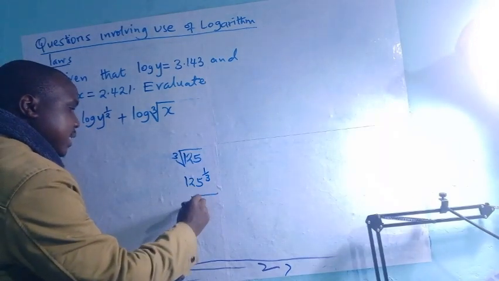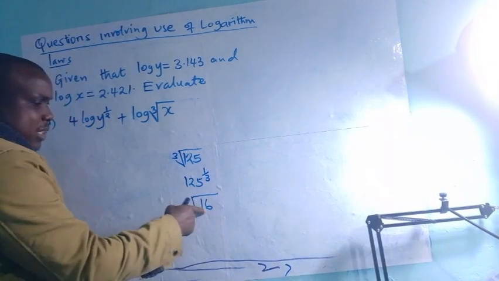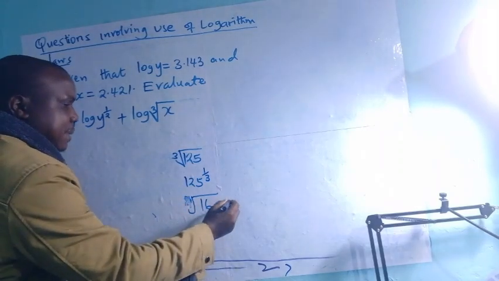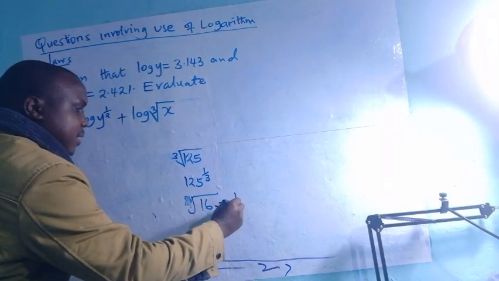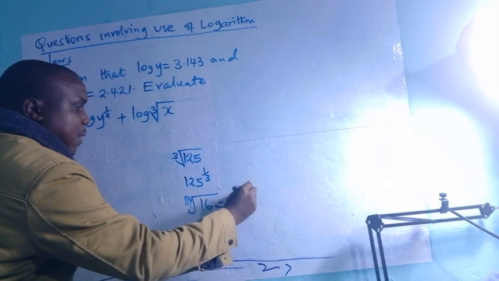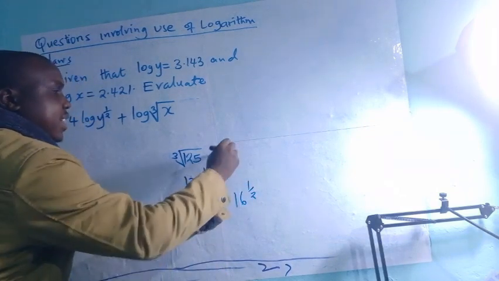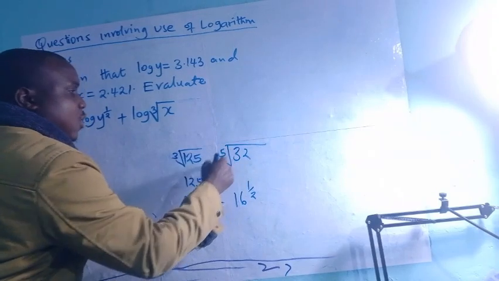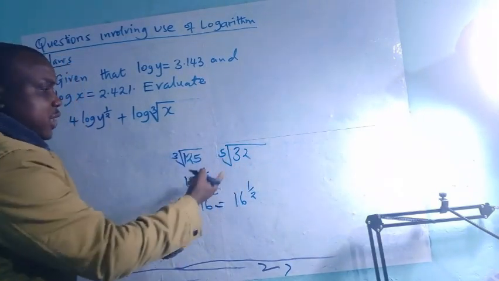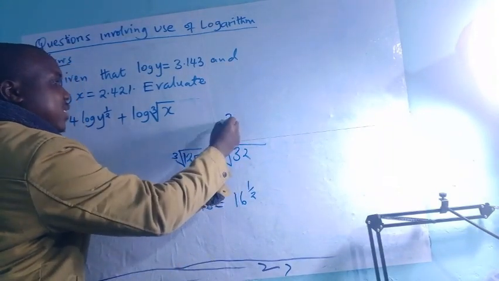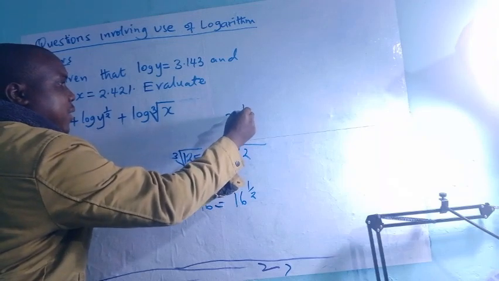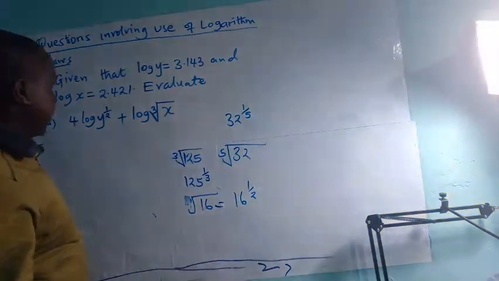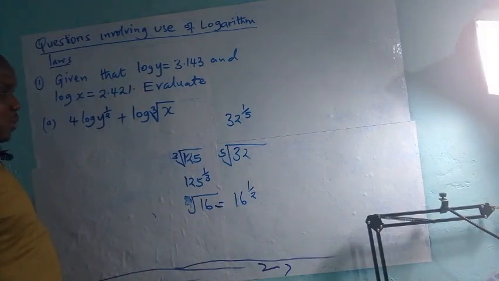Root 16, we know it is 4. So this is simply the same as 16 raised to power a half. If I have the fifth root of 32, the fifth root of 32 is simply the same as 32 raised to power 1 over 5. Having known that, this one is going to be very simple.